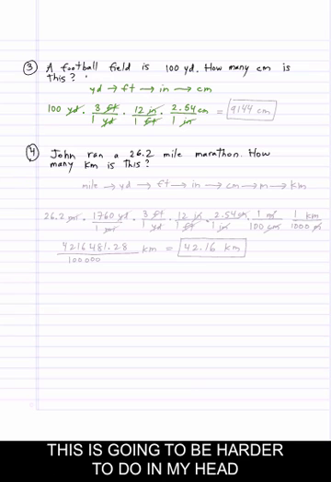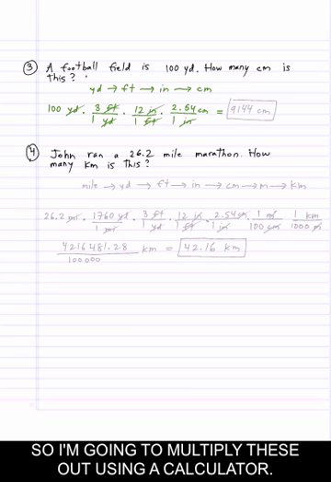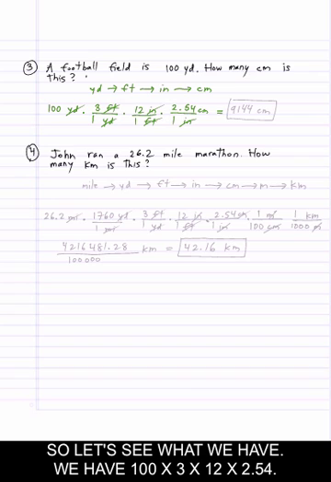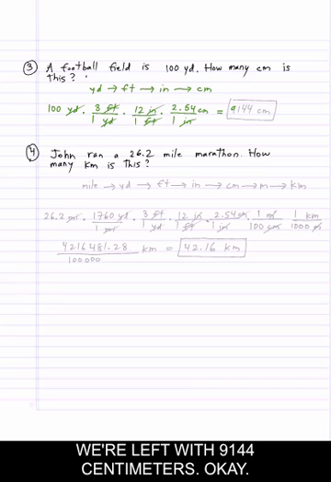This is going to be harder to do in my head, so I'm going to multiply these out using a calculator. So let's see what we have. We have 100 times 3 times 12 times 2.54. We're left with 9144 centimeters. Okay.